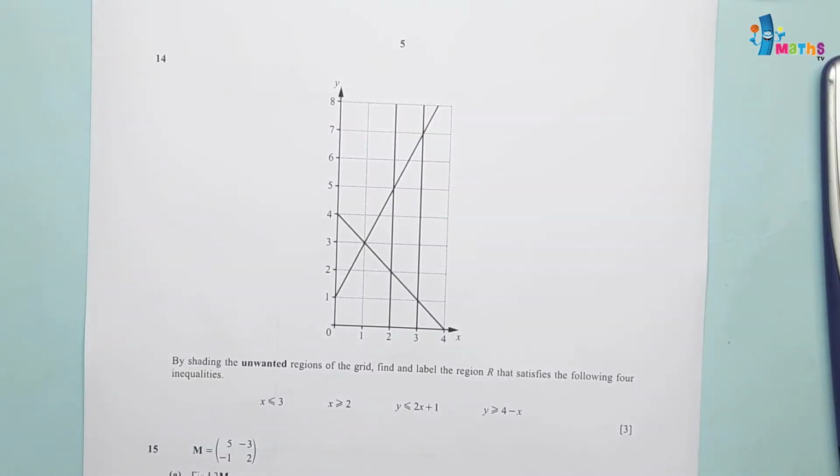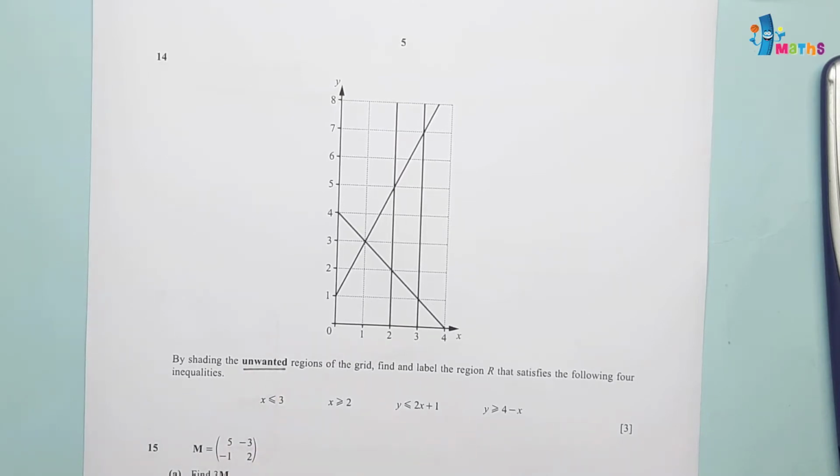Now, question number 14. A diagram is given, shade the unwanted region. They have written it in bold, so you will have to be careful about the unwanted region which we have to shade. Region of the grid, find and label the region R that satisfies the following 4 inequalities. So we'll have to identify the inequalities also, and we'll have to shade the unwanted region.